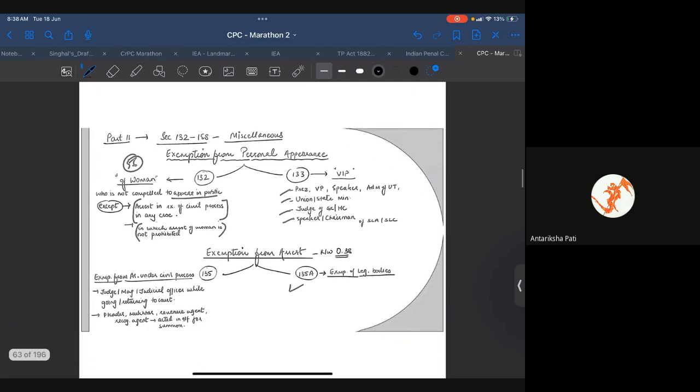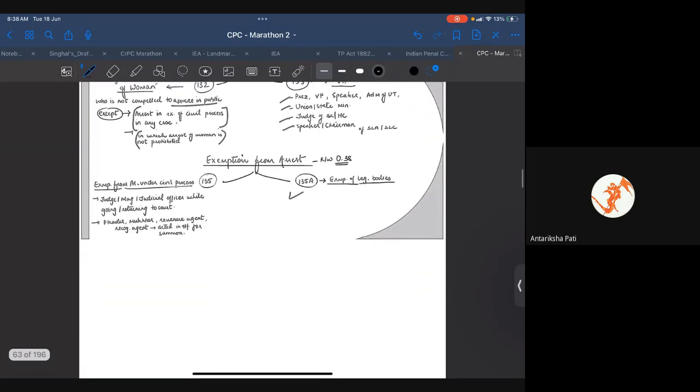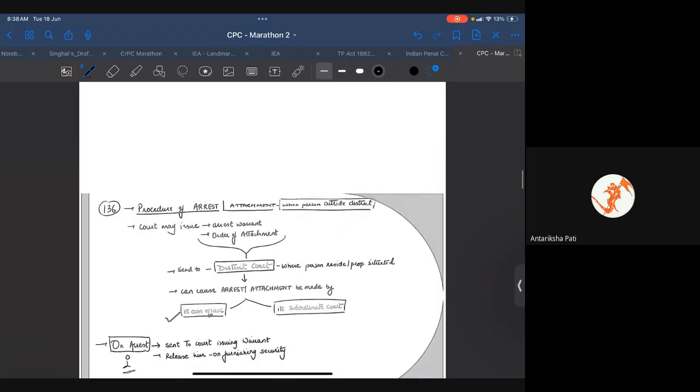Now exemption from arrest, read with order 38: if there is a judge, magistrate, or judicial officer going to or returning from court, he cannot be arrested. Pleader, mukhtar, revenue agent, or recognized agent acting in accordance with the summons also cannot be arrested. 135A says that a legislative body is also exempted from arrest. 136 says what may be done in the procedure of arrest or attachment when the person is outside the district. The court may issue the arrest warrant or order of attachment and send it to the district court where the person resides or property is situated, and that court can cause the arrest or attachment to be made by its own officer or through any subordinate court.